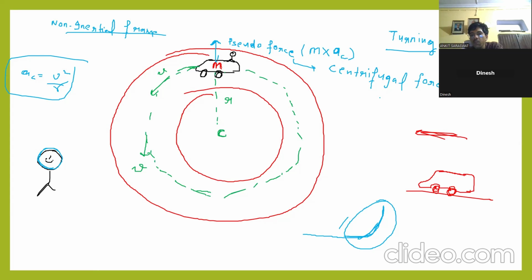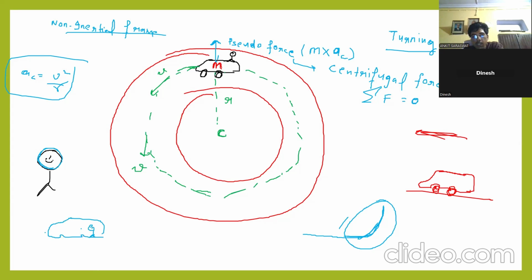With respect to you, the net force on you will be 0 because there is no acceleration. If you are in the car, then with respect to the car, you are at rest. If I ask you, you are in the car and you are the observer, then with respect to you, you are feeling that the car is not skidding outside.